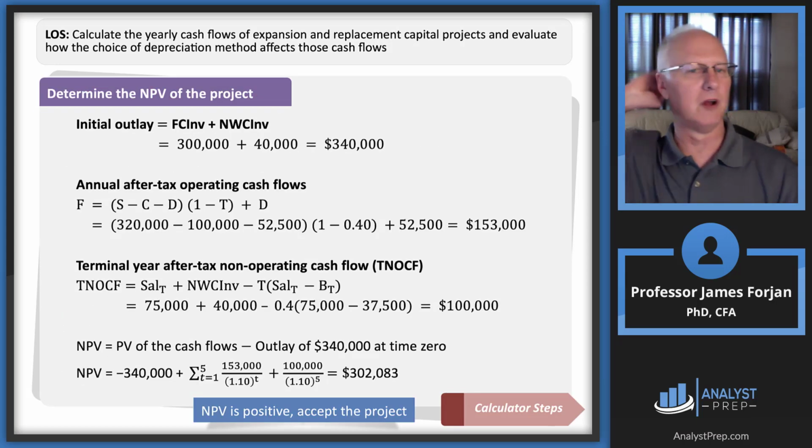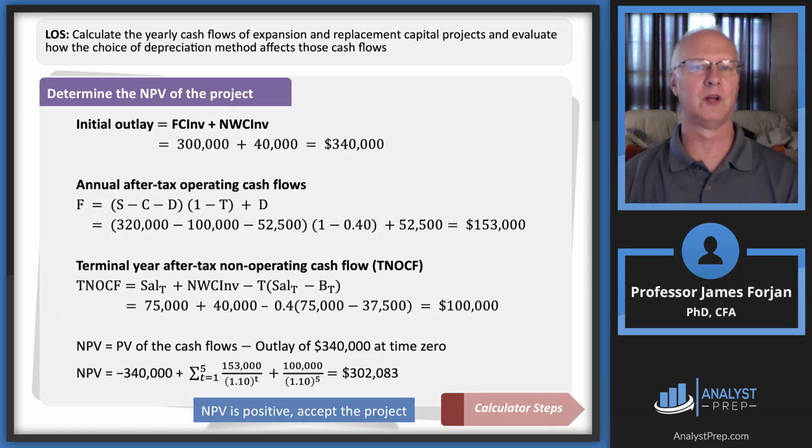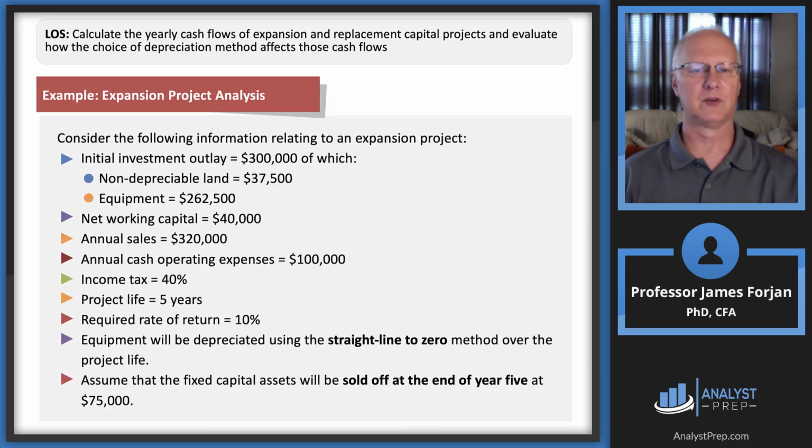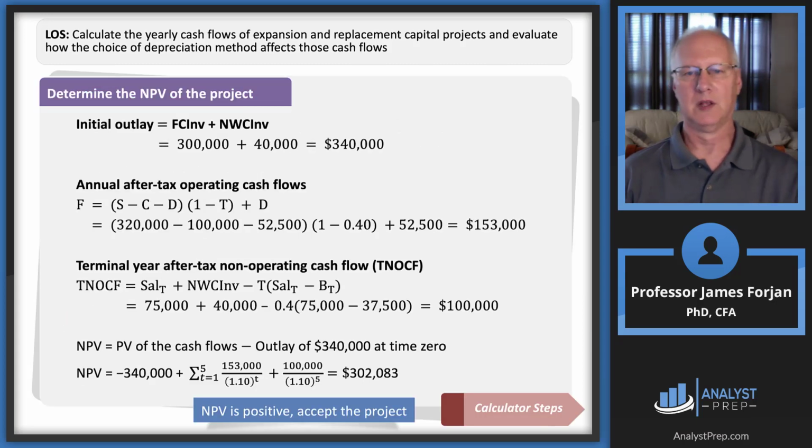All right, so there's our initial outlay. So long-term 300, short-term 40. That gives us the 340. After-tax operating cash flows: so there's the 320 in sales, the 100 in cash operating expenses. Right there's depreciation, so 52,500. So let's make sure that we get this one right. So there's the equipment, 262,500. Divide that by 5 years, right? So that'll give you 52,500.